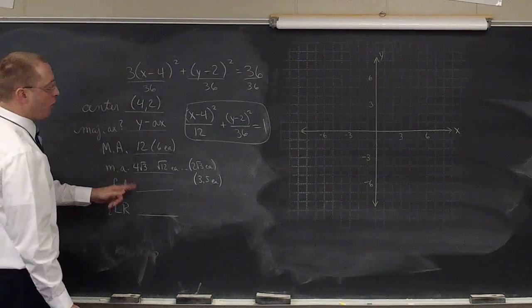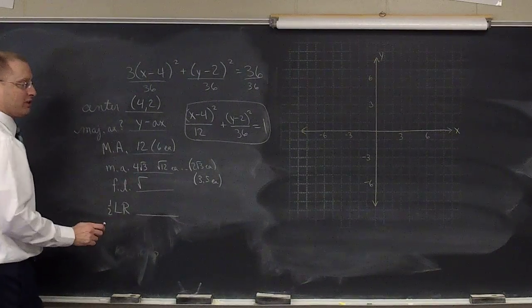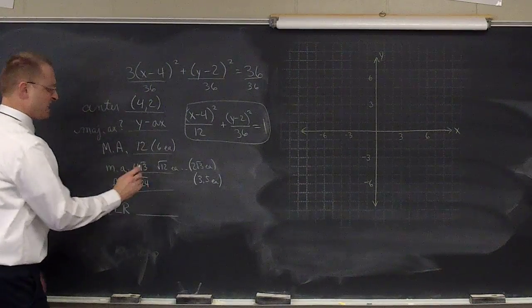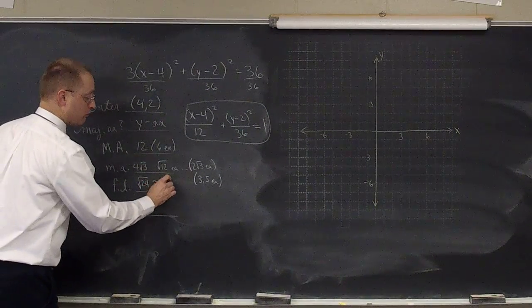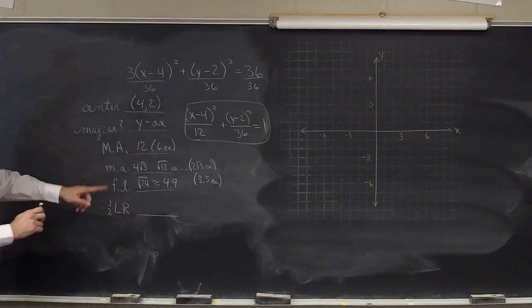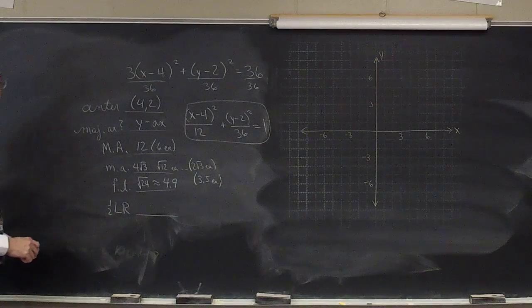Okay. Focal length ends up being here initially the square root of 24. We know that's going to be almost 5. Maybe what, 4.8? 4.9. Yeah, 4.9. Okay. And then the half latus rectum lengths end up being exactly 2.